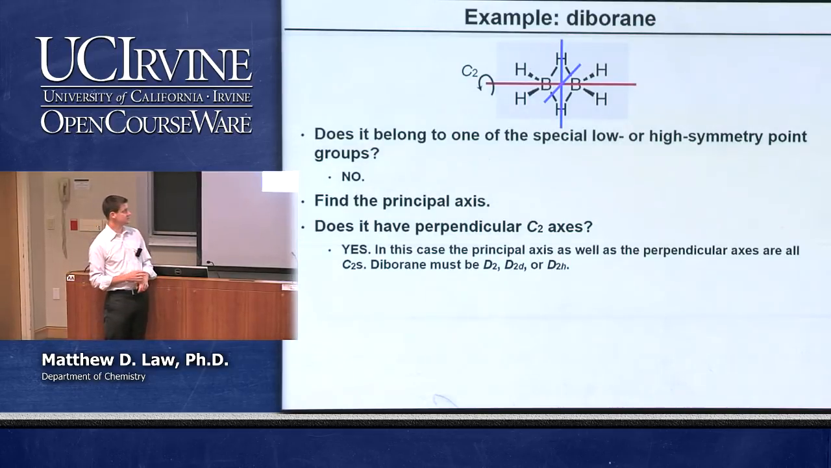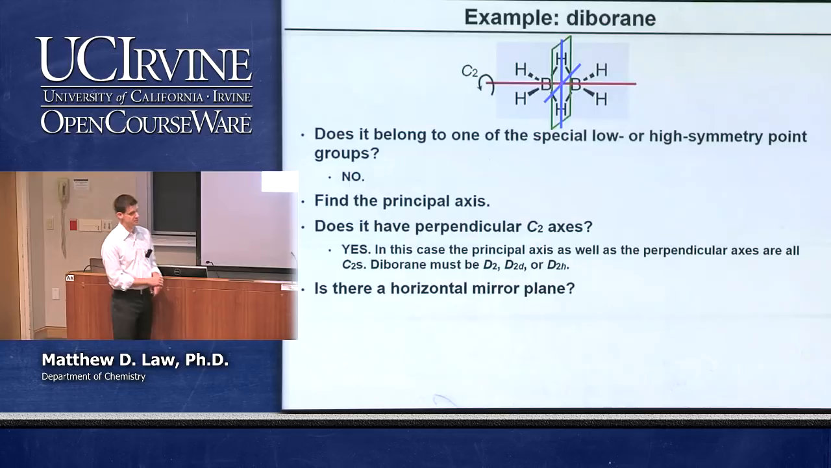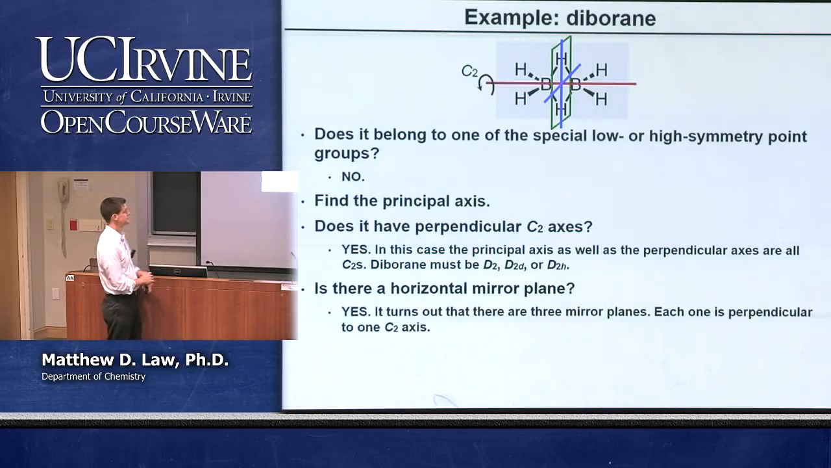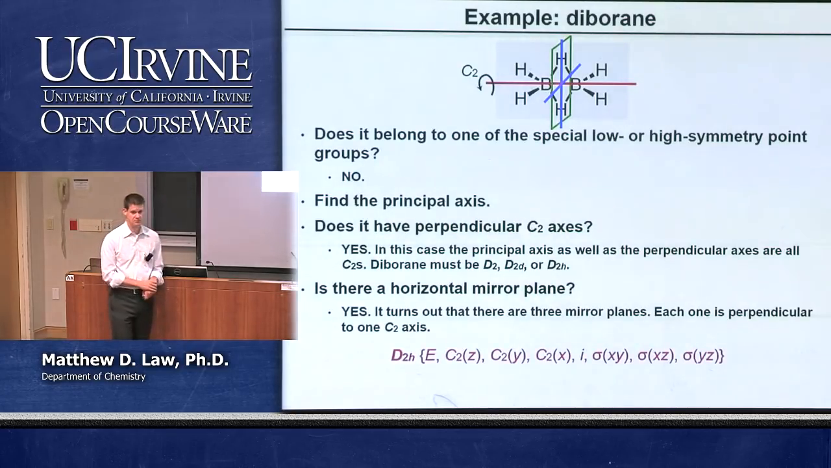If there are two perpendicular C2 axes, we're again in the D point group selection tree, and it's either D2, D2h, or D2d. We have to ask ourselves about the horizontal mirror plane. There is a horizontal mirror plane, right? That's perpendicular to the principal axis that we selected at the beginning between the borons. And so that, again, drives us to the D2h point group for this molecule.